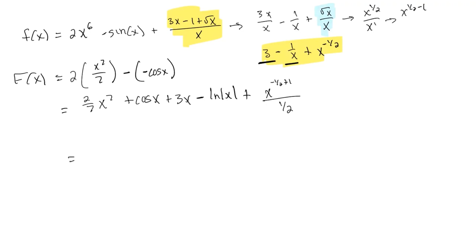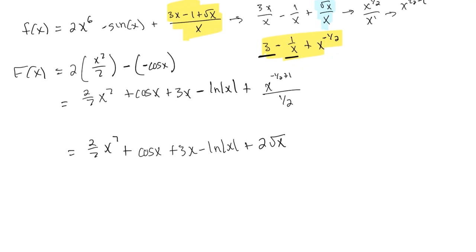So let's just clean this up a little bit more. So I have 2/7 x to the 7th plus cosine x plus 3x minus ln of x. And then I'm going to go ahead and flip and multiply that denominator and write that back as a radical. Right, so I have x to the 1/2 power, which is really root x. And then to make the most general antiderivative, I need to put a constant at the end there, because again, if I take the derivative of that constant, it's going to become 0.